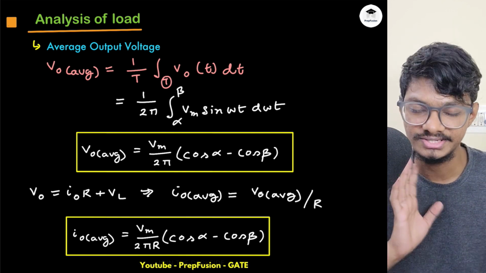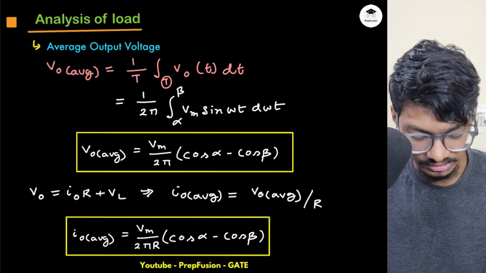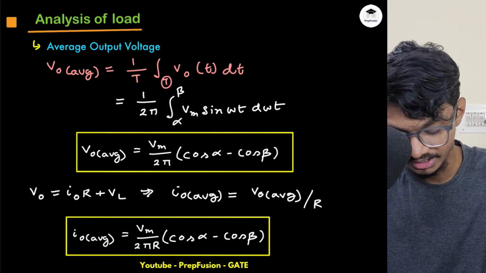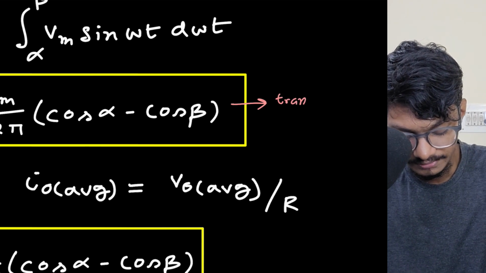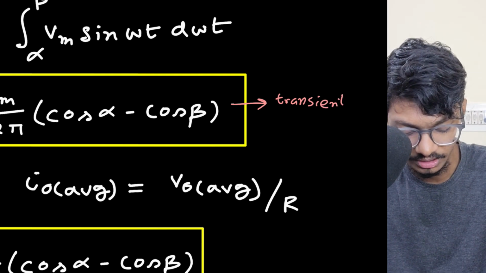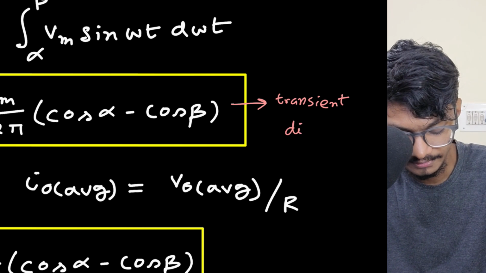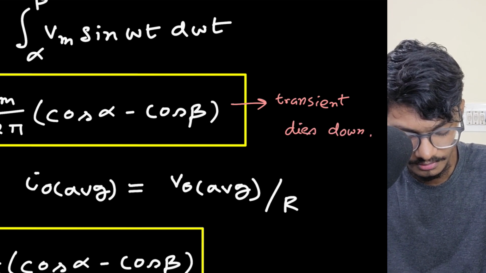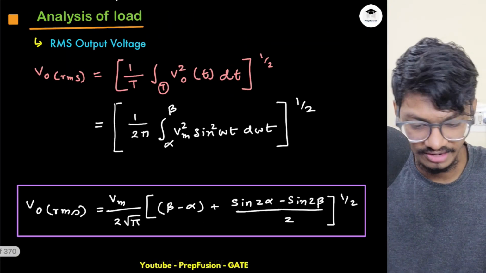Why? Because the average inductance voltage throughout a cycle will be 0. And here, one thing to keep in mind, I'm assuming my expression is Vm sin omega t, because the assumption is that my transient term dies down. I'm talking about steady state. So this is the average voltage expression.